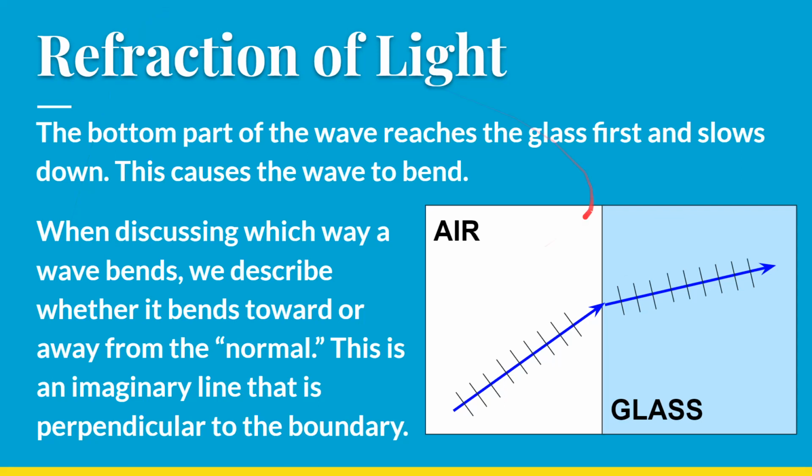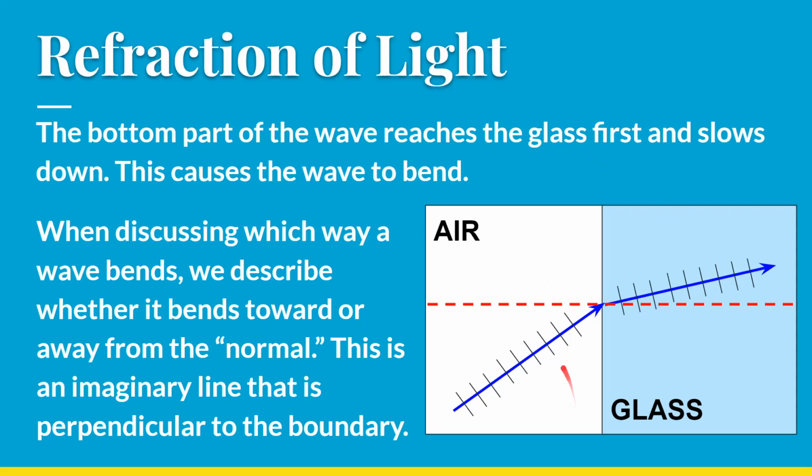Okay, so here's an example explaining how that bending occurs. The bottom part of the wave reaches the glass first and slows down. This causes the wave to bend. When discussing which way a wave bends, we describe whether it bends toward or away from the normal. So the normal is this red dashed line that I just added to the image. It's an imaginary perpendicular line to where the ray hits the boundary.